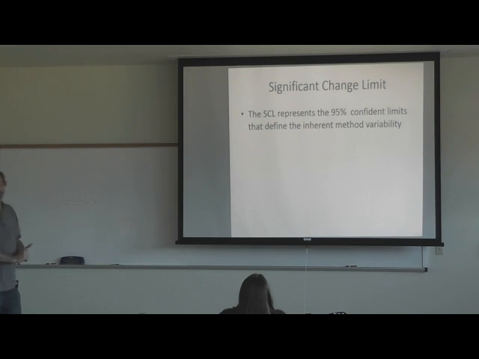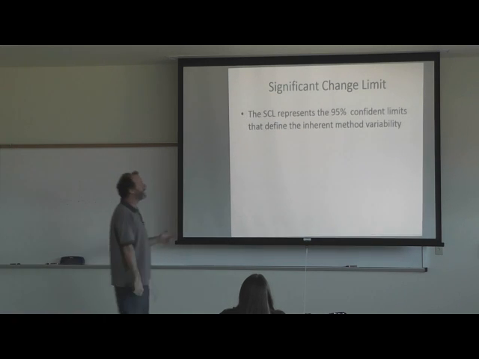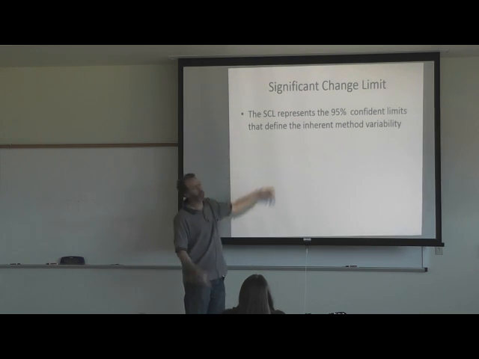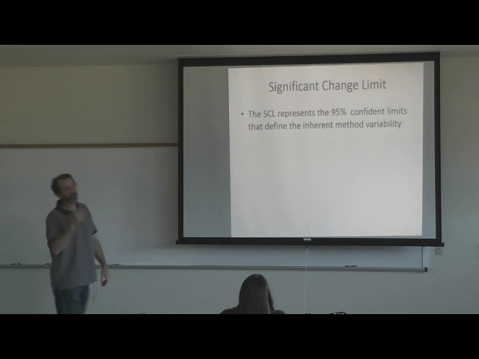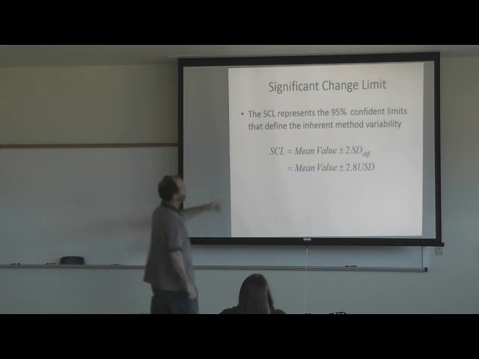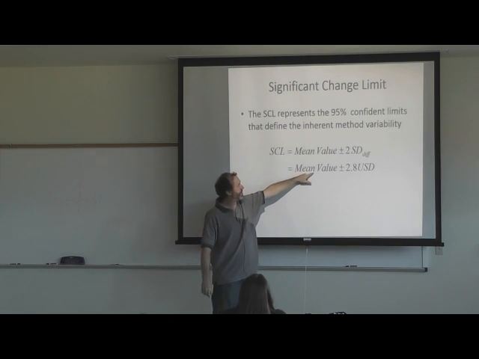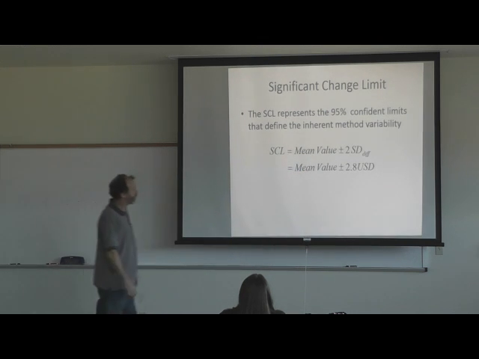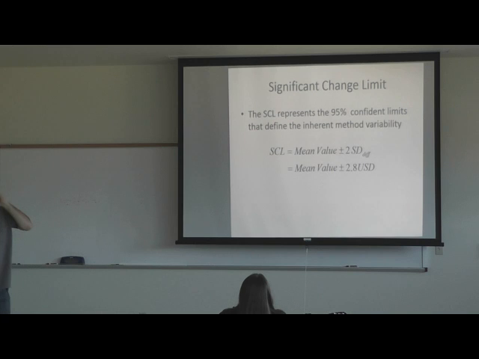So significant change limits is the 95% confidence limits that define the inherent method variability. So if we're using those 95% confidence limits, 5% of the time you'll be outside of those limits and the patient will be fine. But anyway, so you have significant change limits equals the mean value plus or minus 2 standard deviations of the difference, or the mean value plus or minus 2.8 times the usual standard deviation, okay?